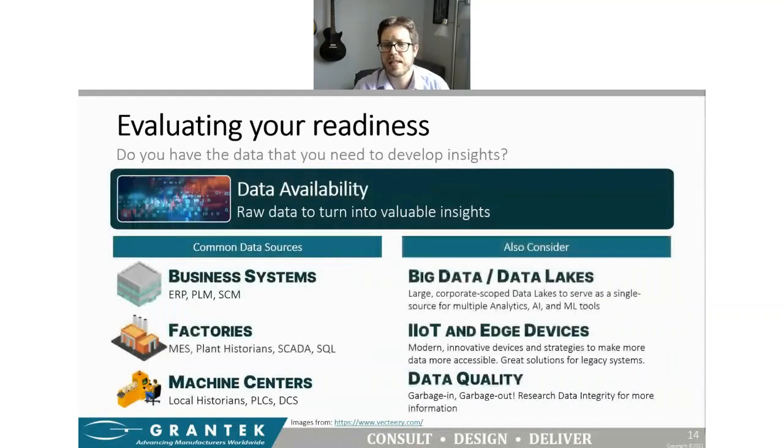So data is the obvious one you need, right? It's where we get this insight from. Data can come from all sorts of sources, especially in a more connected and digital enterprise. So your analytics tools may want to get data from business systems like your ERP and PLM and supply chain systems. It's also going to need data from MES and historians, SCADAs and databases at the plant level.